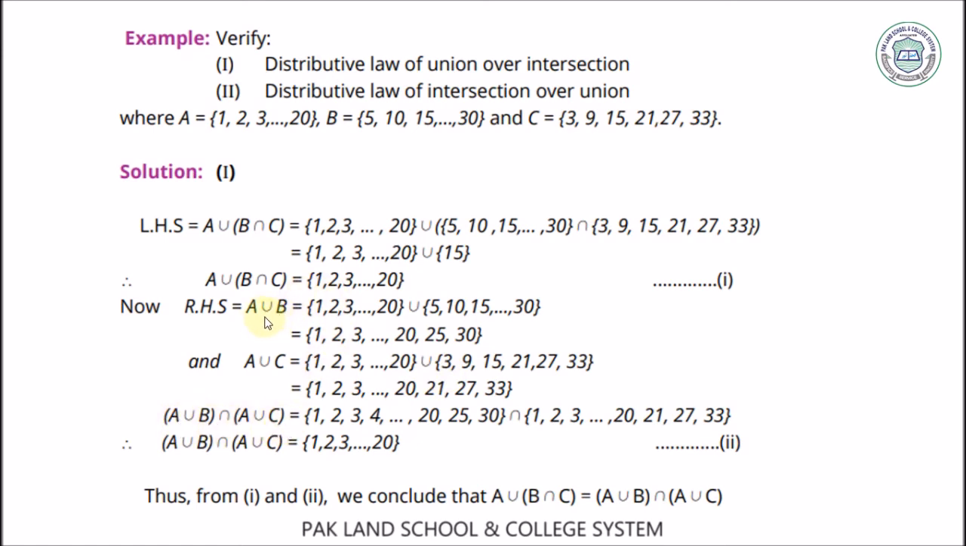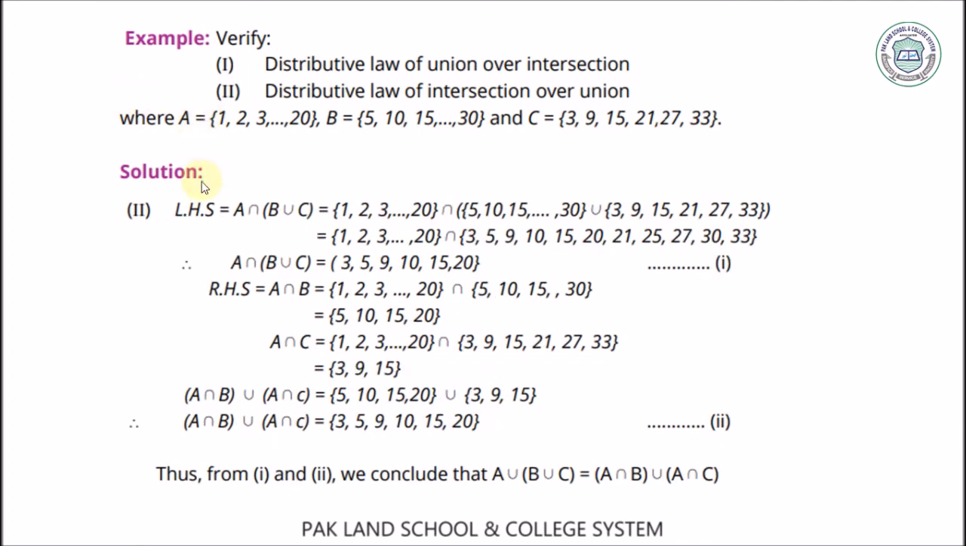So (A union B) intersection (A union C). Now we take the intersection of A union B and A union C. The set A union B is 1, 2, 3 up to 20, 25, 30, and the intersection with A union C is 1, 2, 3 up to 20. From equations 1 and 2, we conclude that A union (B intersection C) equals (A union B) intersection (A union C). It's verified. Second part is the distributive law of intersection over union.